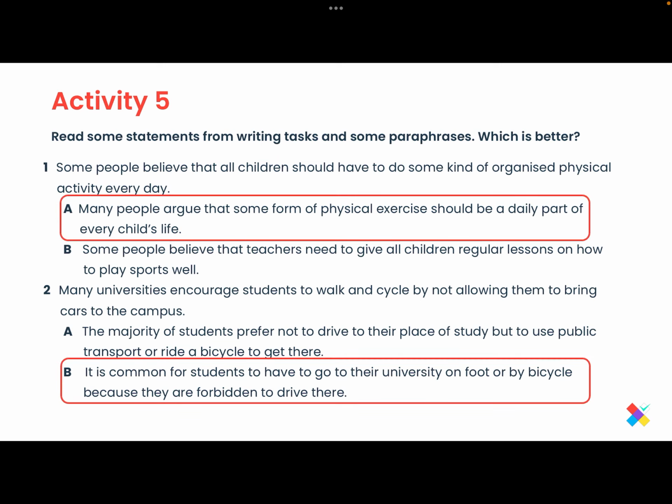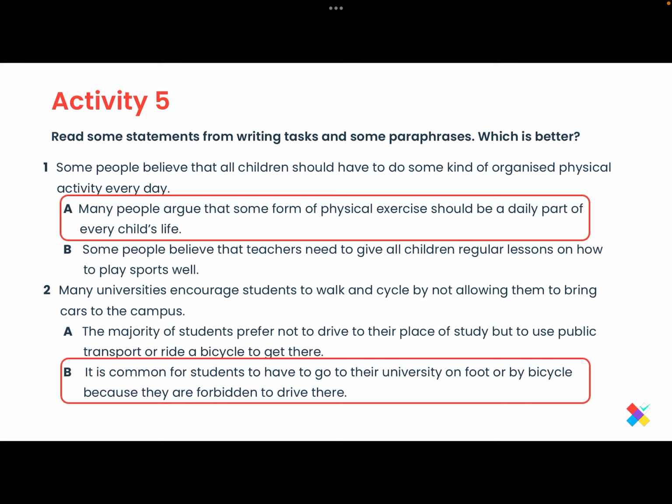Okay, so for the first one is A. Many people argue that some form of physical exercise should be a daily part of every child's life. As you can see, there's also paraphrasing there. The second one doesn't work because it's actually incorrect, because that's not what the question says. Some people believe that teachers need to give all children regular lessons on how to play sports well. Okay, first of all, there are no teachers involved. Okay, organized physical activity, yes, but how to play sports?